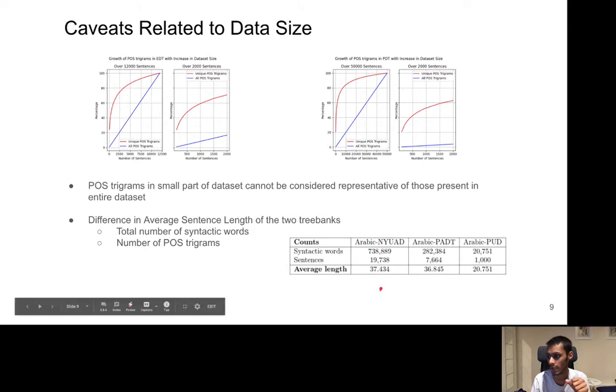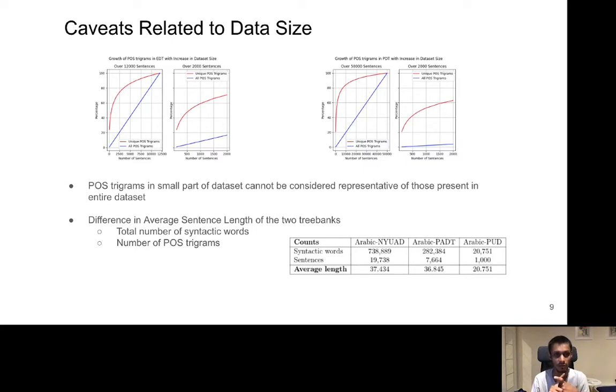The second one is the difference in the average length. So consider the Arabic NYUAD and the PUD treebanks. The difference in the average sentence length is almost by a factor of 2, which means more trigrams. If we take an equal number of sentences, then NYUAD would have more syntactic words and more POS diagrams, which effectively plays against Arabic PUD. So that's another caveat we need to take into consideration.